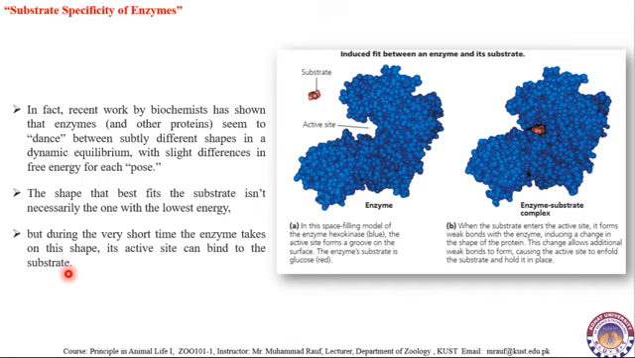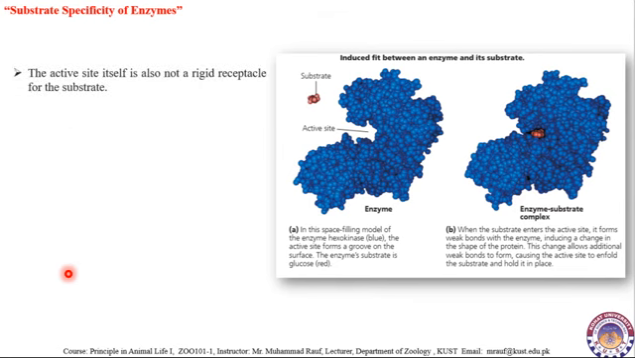So the stable position of the keychain is the closed position. Similar is the case with the enzymes. The enzyme can oscillate between two or three different shapes. It can adopt two or three different shapes. Some of the shapes are energetically feasible, energetically stable, others are not. The active site itself is also not a rigid receptacle for the substrate. So this active site is also not rigid.